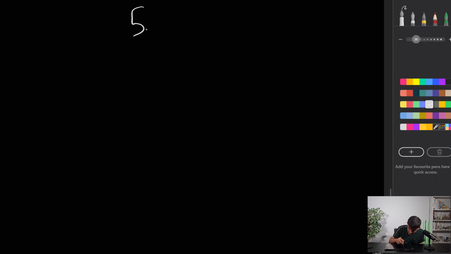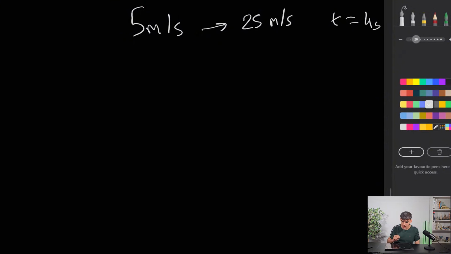Well, first of all, we can write down the quantities that we already have. So we know that the car accelerates from 5 meters per second to 25 meters per second, and it does this in 4 seconds. So t equals 4 seconds. So here we could use one of the suvat equations to solve this. So we can write out suvat and fill it out for everything we've got.